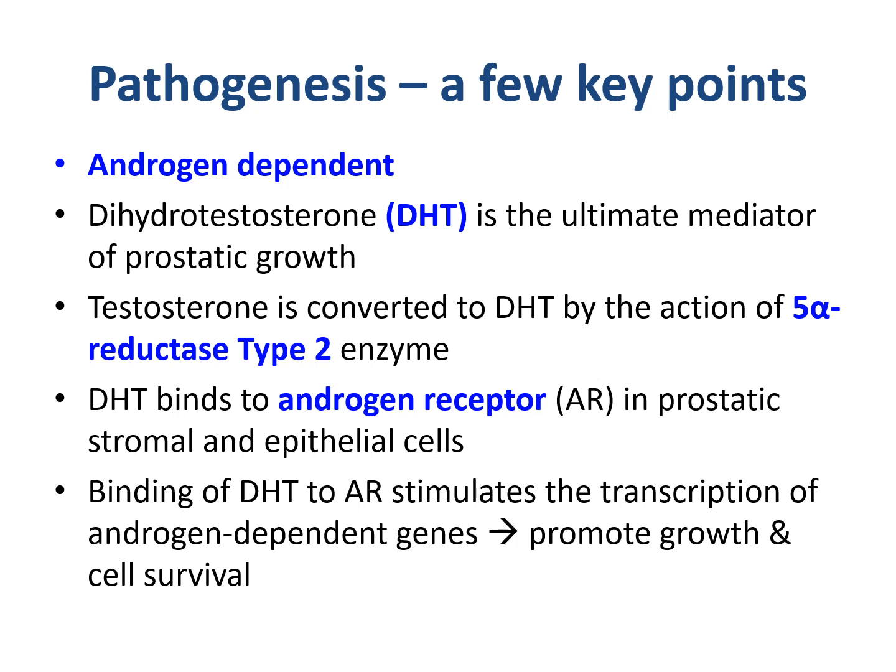In terms of pathogenesis of BPH, there are a few key points worth mentioning. Number one, it is an androgen-dependent process, i.e. androgen is required for the prostatic growth seen in BPH. And in the process of formation of BPH, DHT, which is short for dihydrotestosterone, is the ultimate mediator of prostatic growth. So where does DHT come from? Testosterone, actually circulating testosterone, is converted to DHT by the action of 5-alpha reductase type 2 enzyme. Once you get DHT, the DHT binds to androgen receptor in the prostatic stromal and epithelial cells, and the binding of this DHT to androgen receptor will stimulate the transcription of androgen-dependent genes to promote growth and also cell survival.